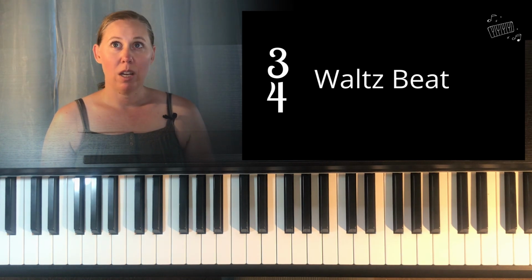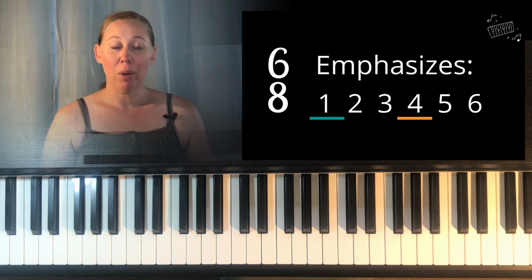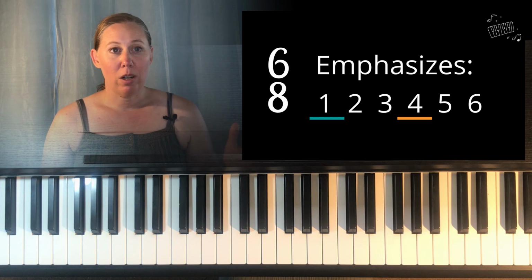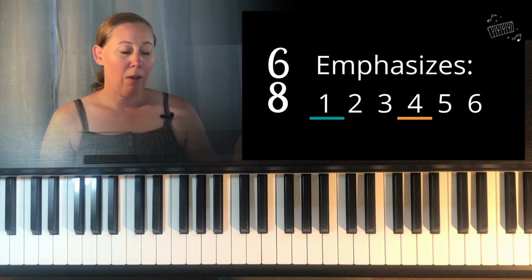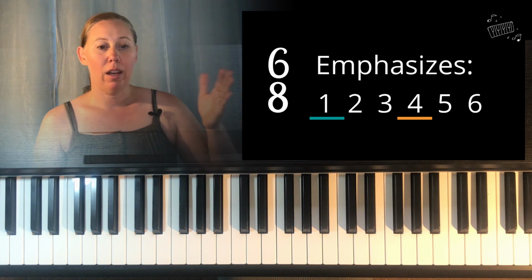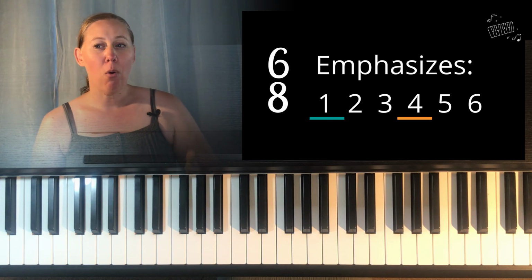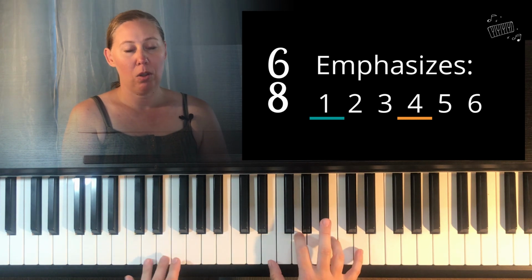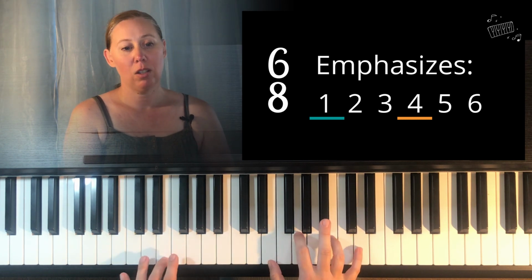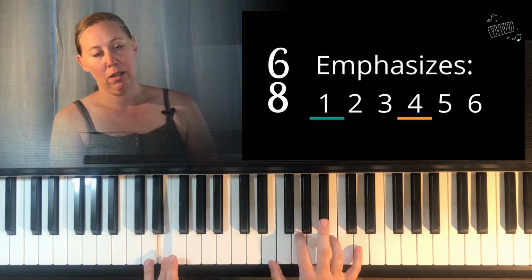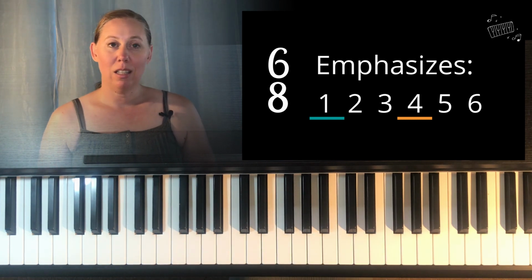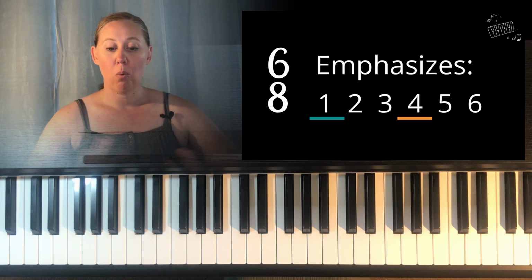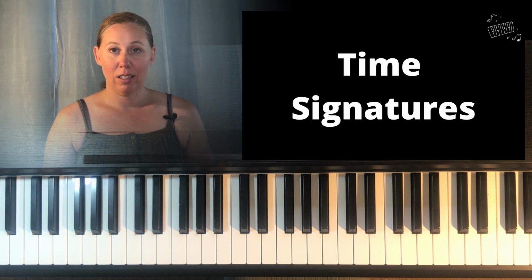So that's 3/4 time. 6/8 time is similar. It's kind of like a combo of 4/4 and 3/4 in terms of what we're going to emphasize, because we're going to emphasize beat 1, and then we also have an emphasis on beat 4, just not as strong as 1. So we're going 1, 2, 3, 4, 5, 6, 1. That's why 6/8 is different than 3/4. That is basically why you would learn time signatures.